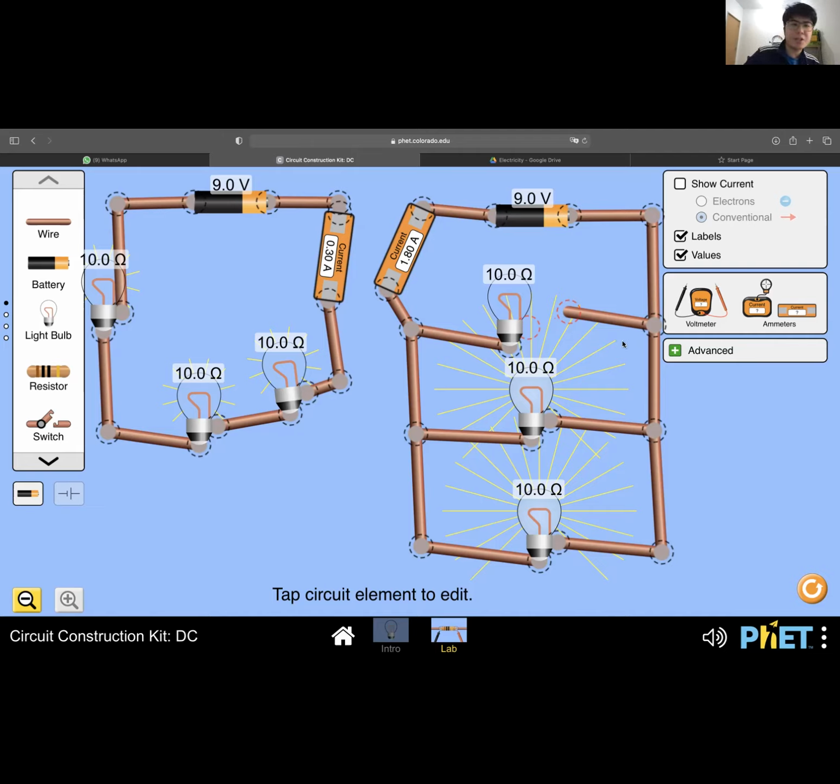How about the disadvantage of parallel? The disadvantage of parallel is that it is very difficult to connect, more difficult compared to series. But overall, which one is better? The parallel circuit.